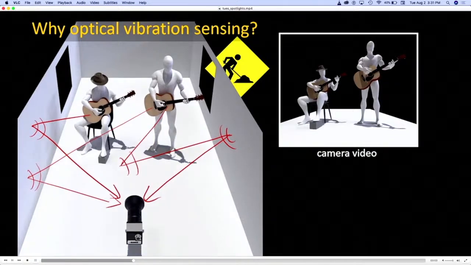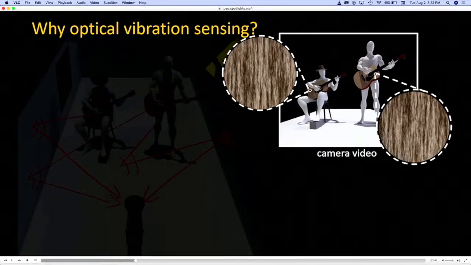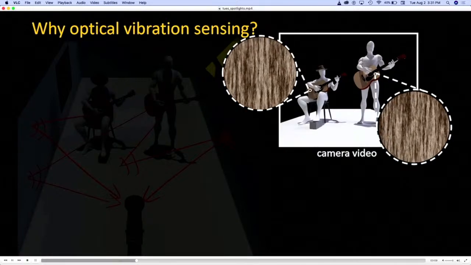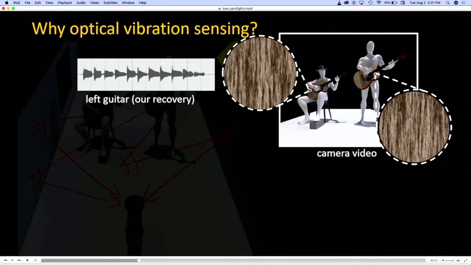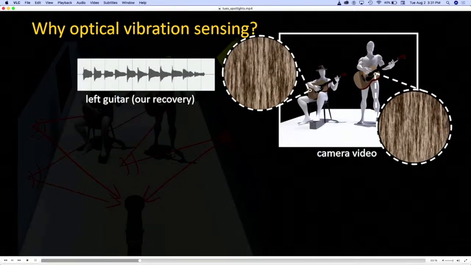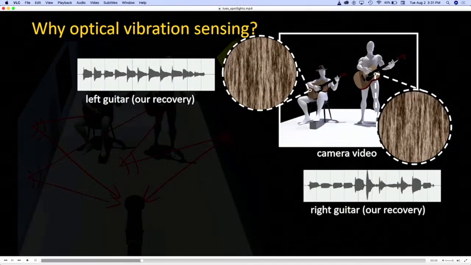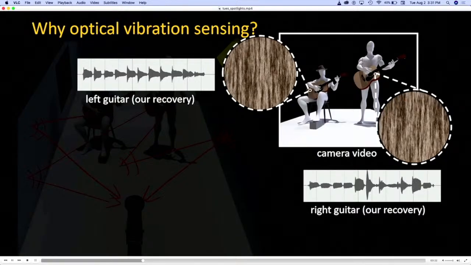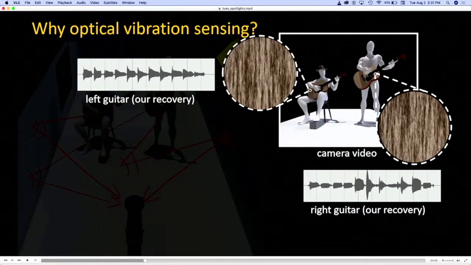But what if we can make our camera see the tiny vibrations of each guitar? Then we could record both guitars separately, while being insensitive to the other guitar. And to the ambient noises.